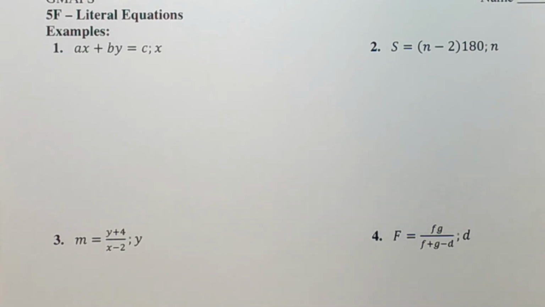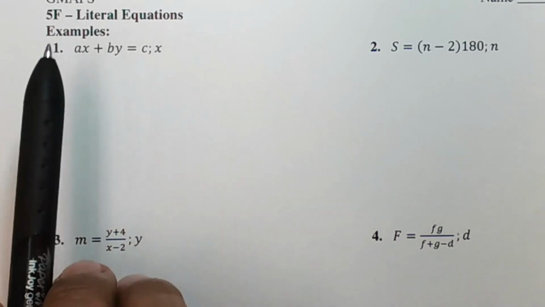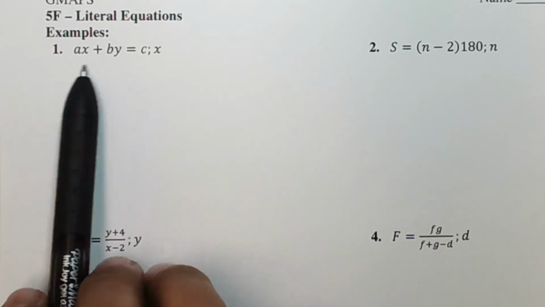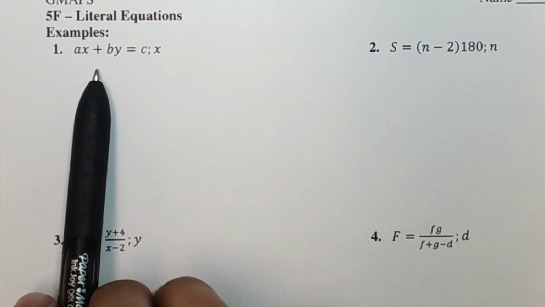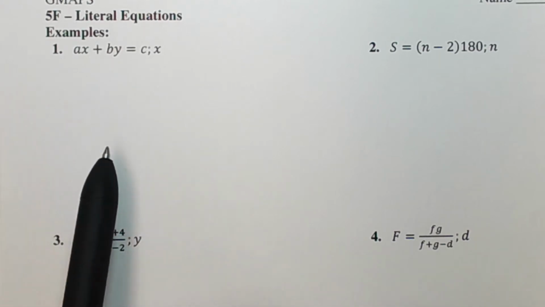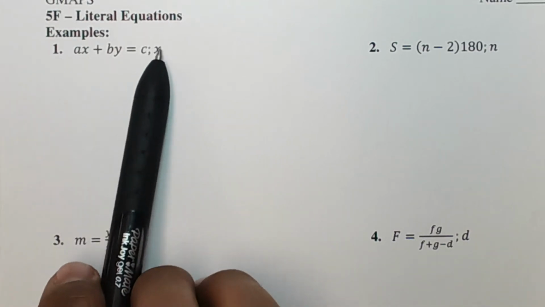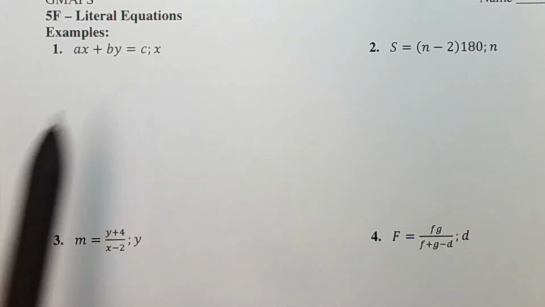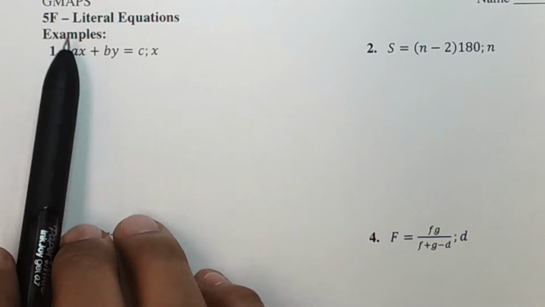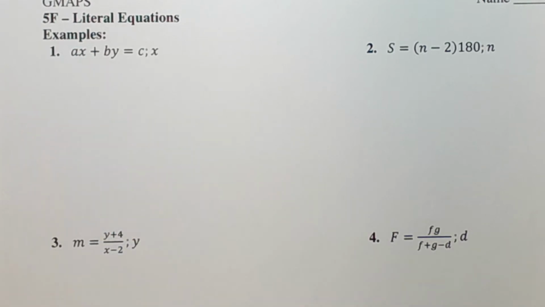So what I really like about these is that they're honestly easier than solving equations because you don't have to really do much arithmetic. You just need to know your steps for solving. So in this case here, we're given ax plus by equals c, which should look familiar. That's the standard form using lowercase a, b, and c. And we're solving for x. That's what this tells us to do. We're solving for this desired letter. So that means I need to get x by itself.